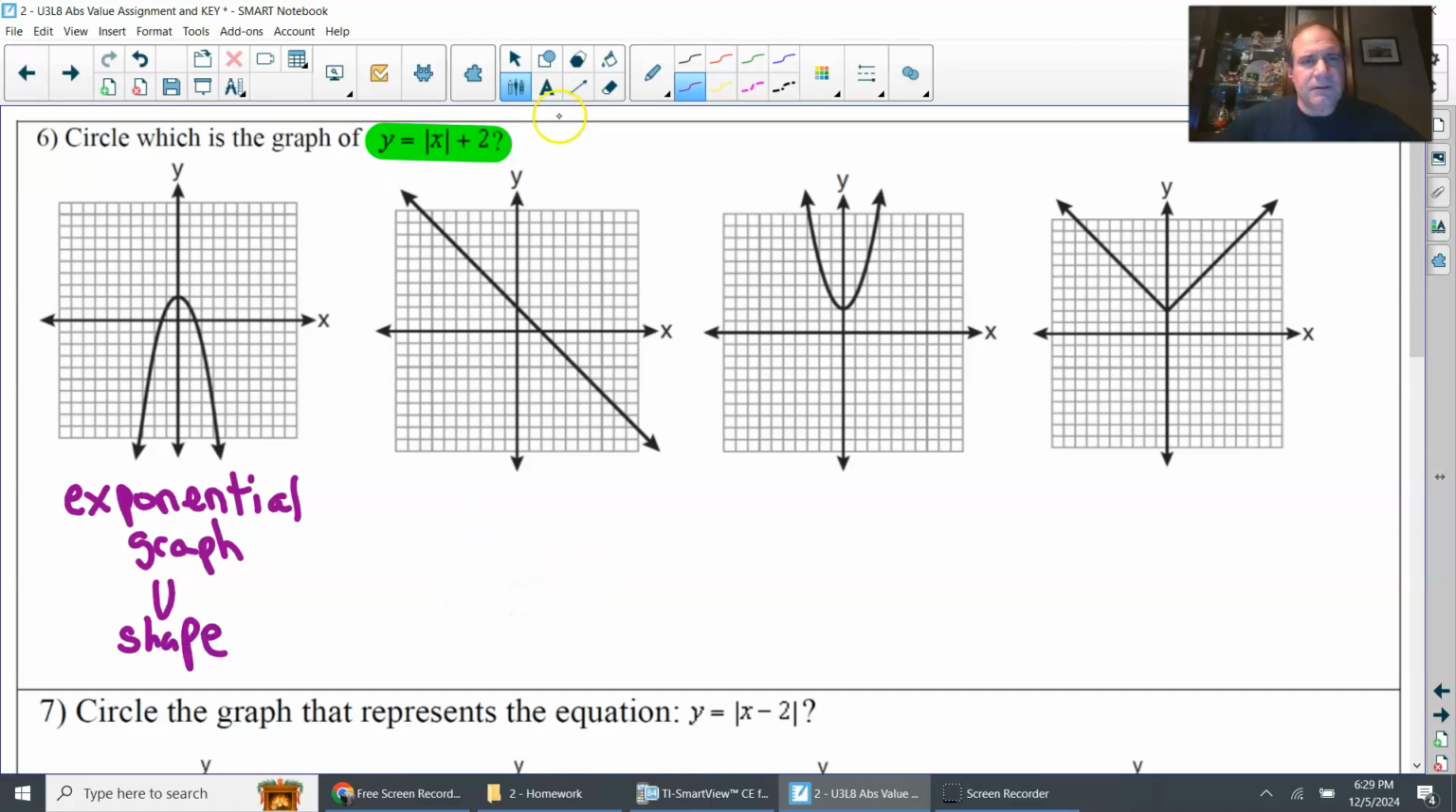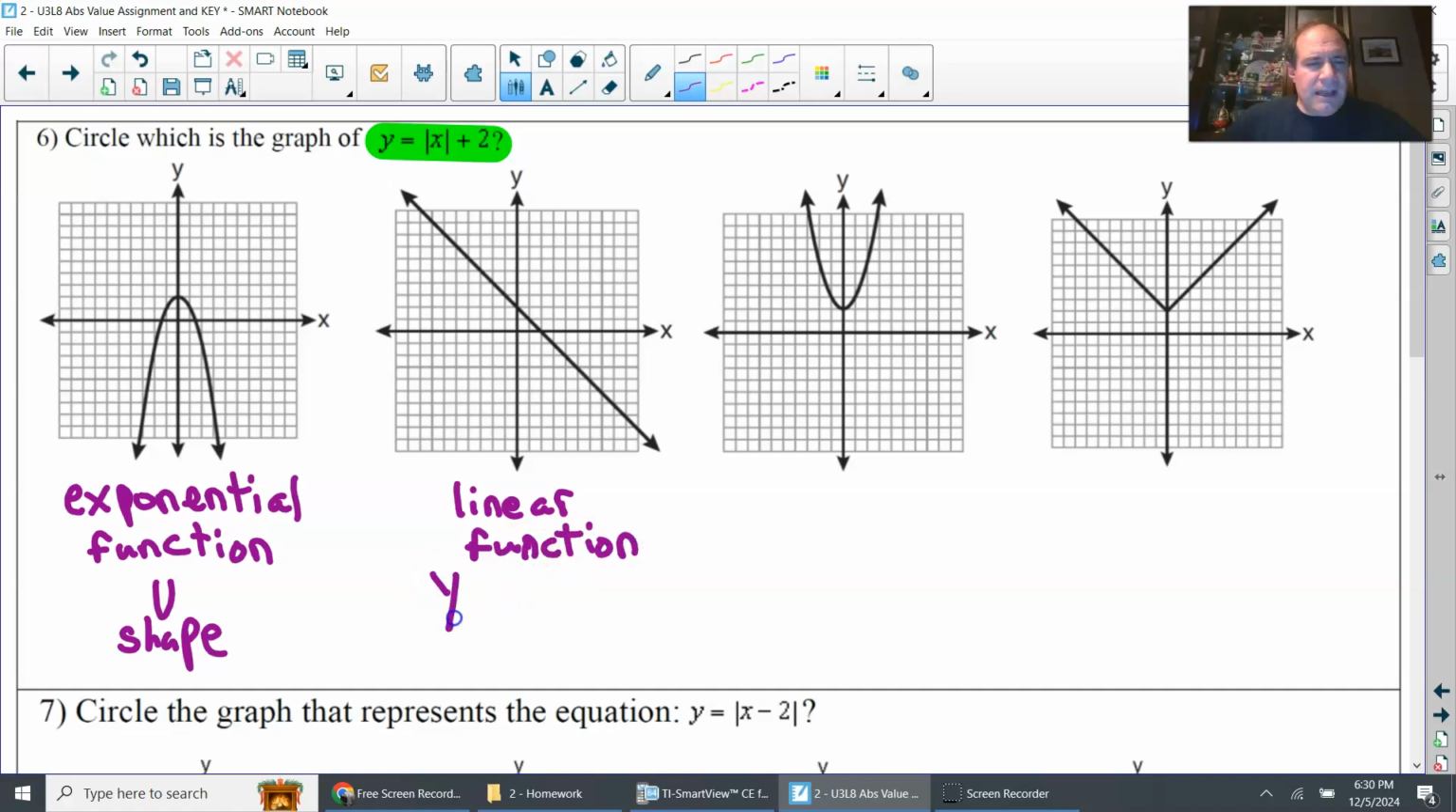Exponential function. I shouldn't say graph. I really should say function. And that was bothering me as soon as I wrote it. This right here is a straight line. So you have to know that that is a linear function. It's a graph of a linear function.